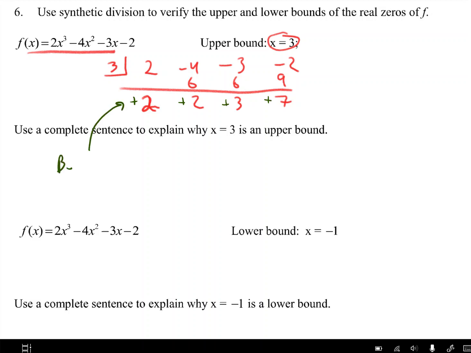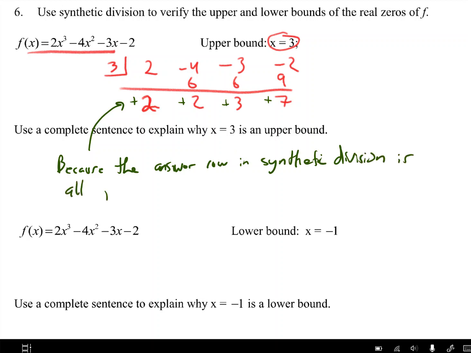Okay, so we can say something like, because the answer row in synthetic division is all positive, then 3 is an upper bound. Okay, so that's all we need to explain why or how we know that 3 is an upper bound.